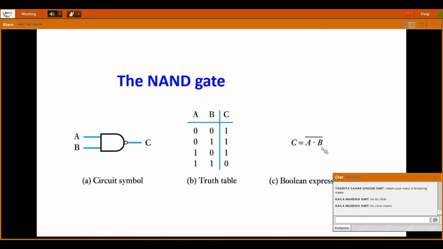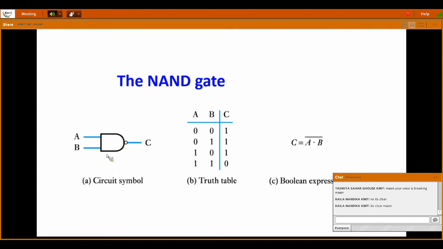And next, see, all these 3 gates, AND, OR and NOT are called the basic gates. Remember the terms: AND, OR and NOT are called the basic gates, whereas NAND and NOR are called the universal gates. I'll tell why these two are called universal gates. First we will see what this NAND gate is. The symbol of the NAND gate is something like this, a curve and a bubble at the end.